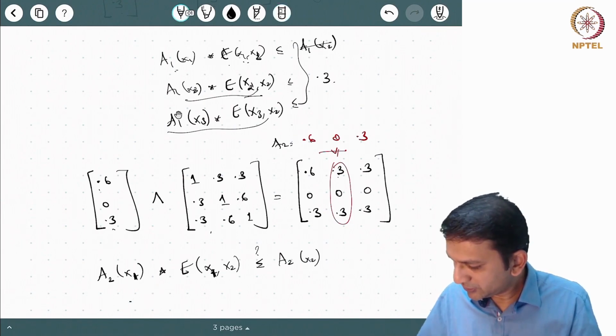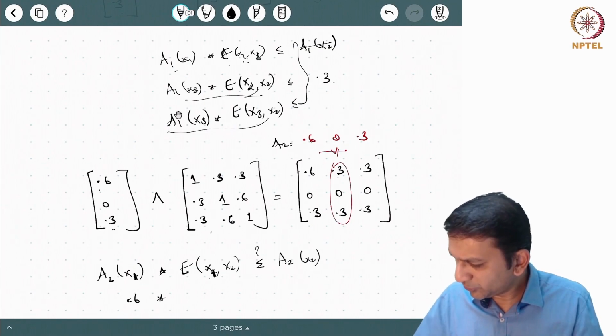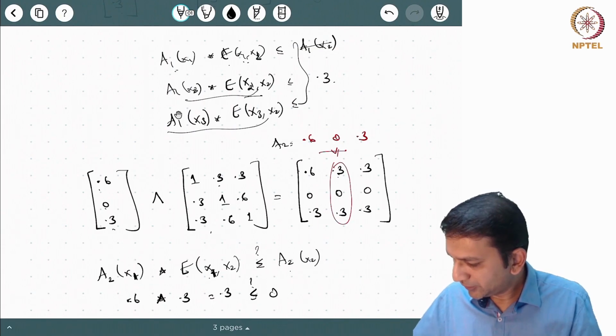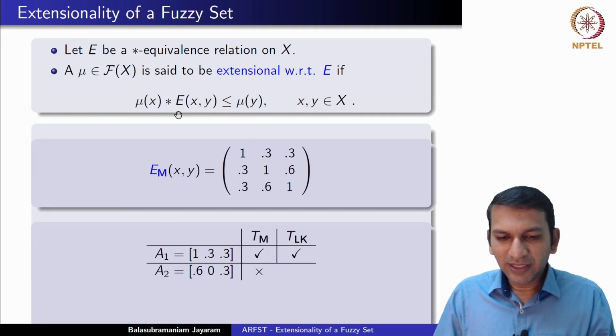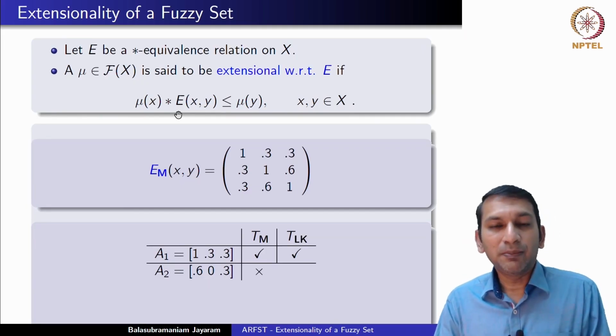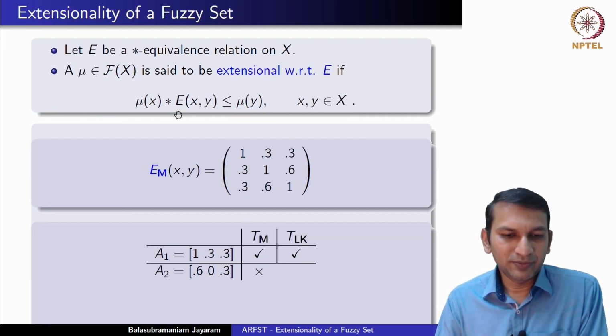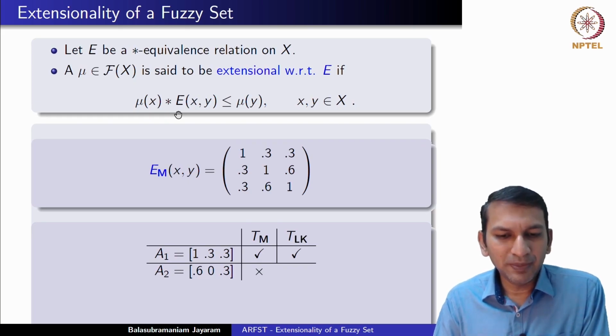A2 of x1 is 0.6, star E x1 x2 is 0.3, and the star is minimum, so this is 0.3. Is it less than or equal to A2 x2? A2 x2 is 0. It is not, so this is not extensional. So this fuzzy set is not extensional with respect to EM and the min T norm.